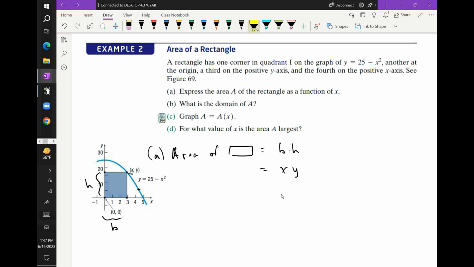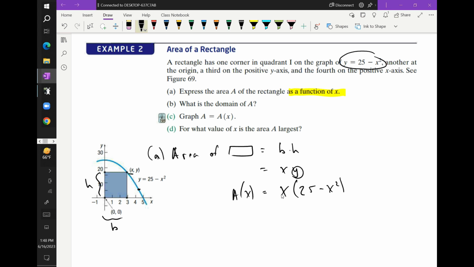Now our question specifically asked us, though, to write this as a function of x. So that means when I write this area, I want to be able to write it in terms of x. I'm going to change my notation. I'm going to say A of x, so x is going to be my input. Well, x is going to be fine. My y value I need to rewrite. Fortunately, we're already told y in terms of x is 25 minus x squared. So I can write x times 25 minus x squared here. Now I have a function of the area just in terms of x.